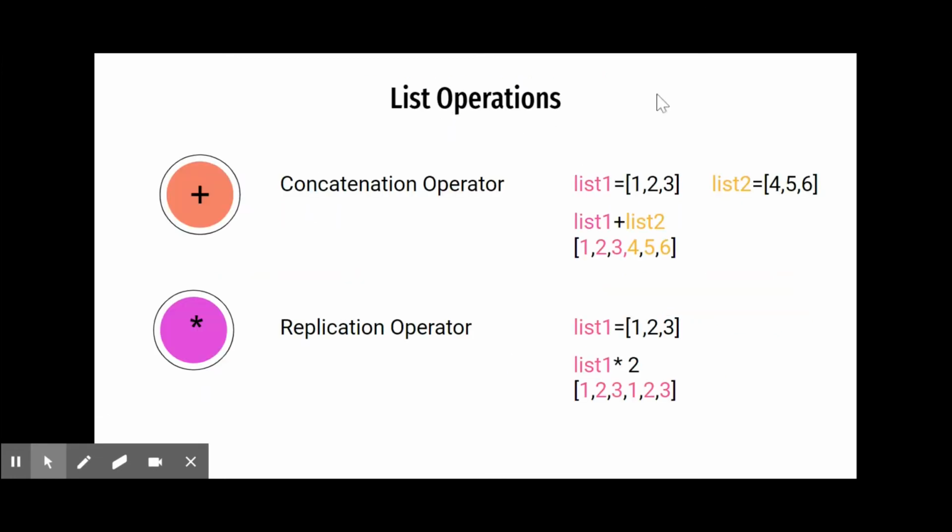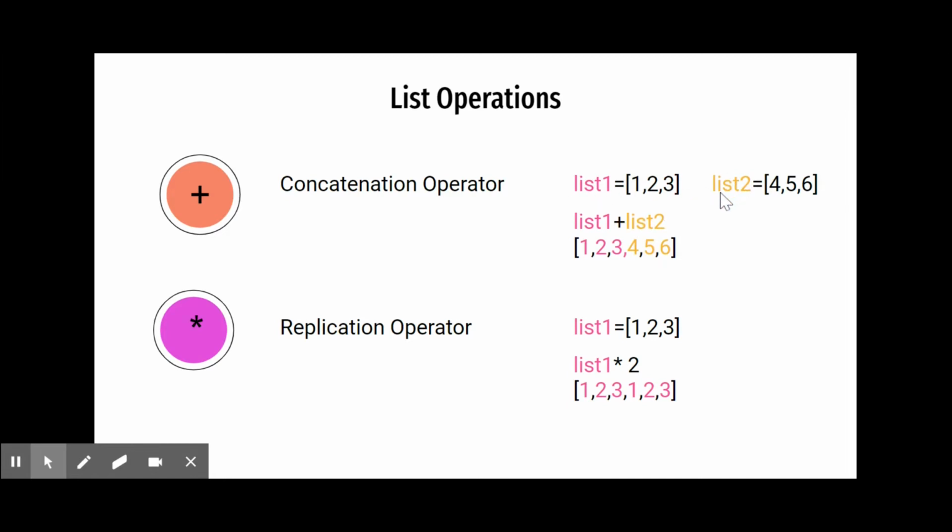Let us look at list operations. The first operation is the concatenation operation. Here I want to combine two lists together. So how will I do that? I will use the concatenation operator. Suppose in the example I have list 1 which has the elements 1, 2, 3, and the second list has the elements 4, 5, 6. Now these elements are in two different lists. I want to bring all these elements together into one single list. The order has to be maintained.